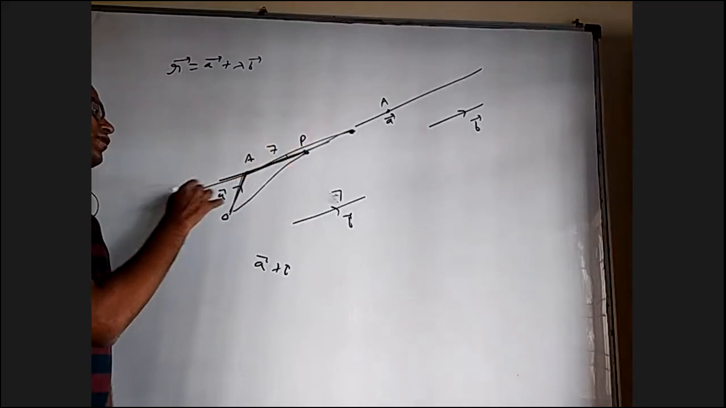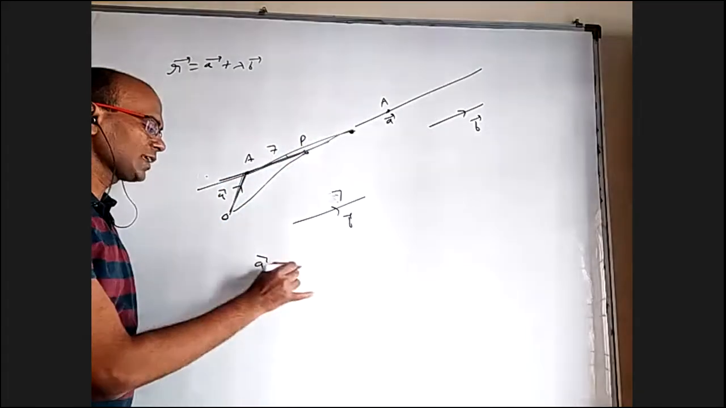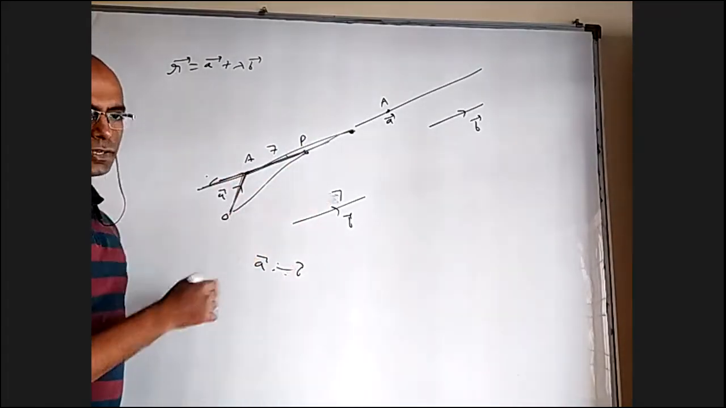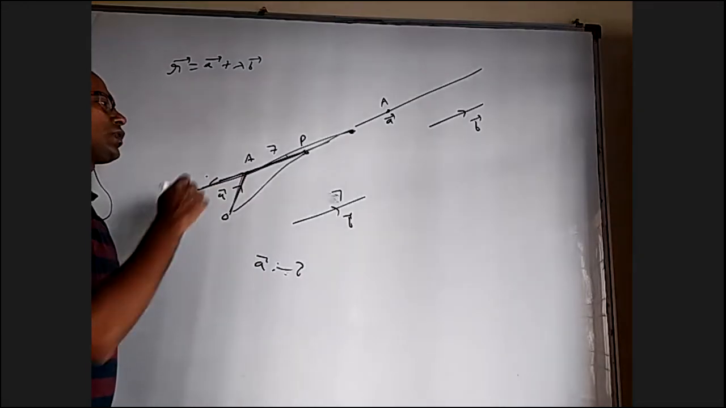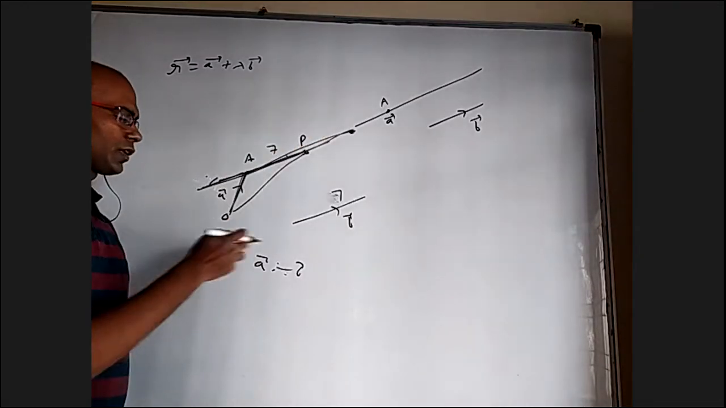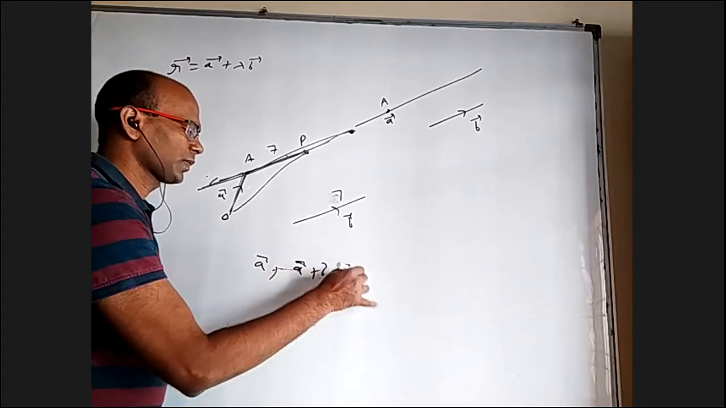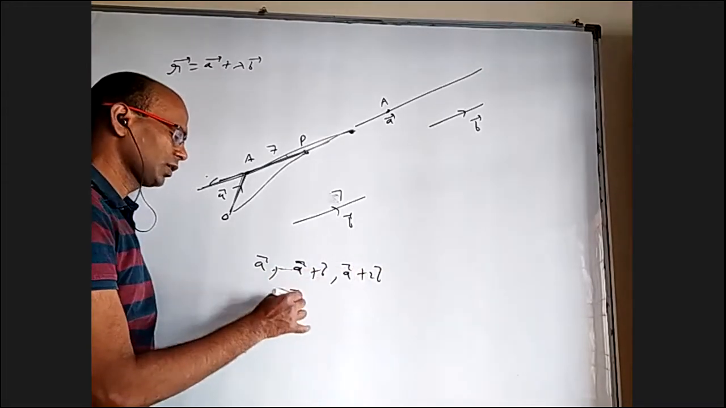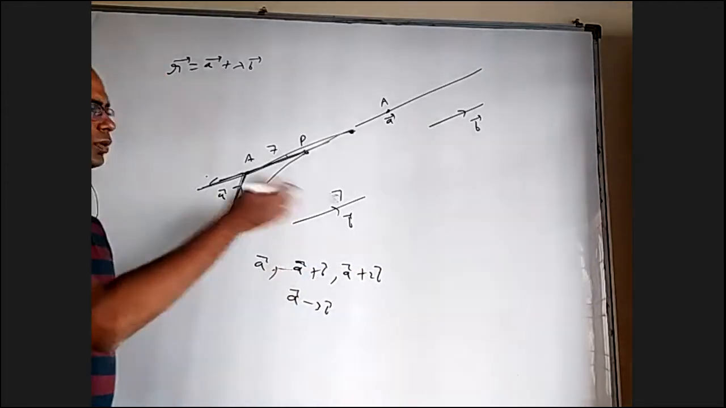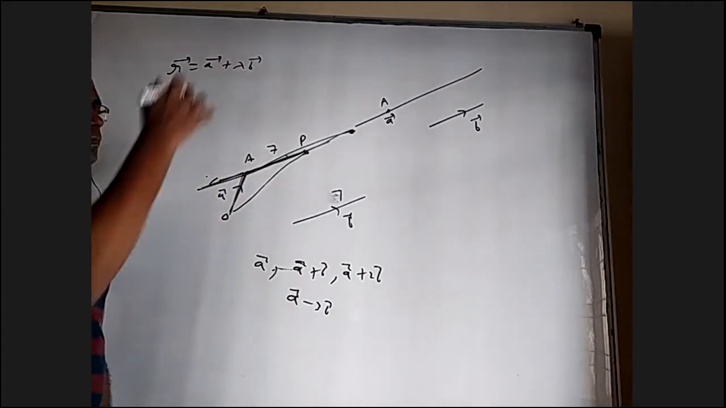If you want to travel 7 units backward, it will be A bar minus B bar, because the same magnitude in the opposite direction will be minus B bar. So every point on this line, if you look at the position vector, is either A bar, or A bar plus B bar, or A bar plus 2B bar, or A bar minus 3B bar, and so on. So this is a general law.